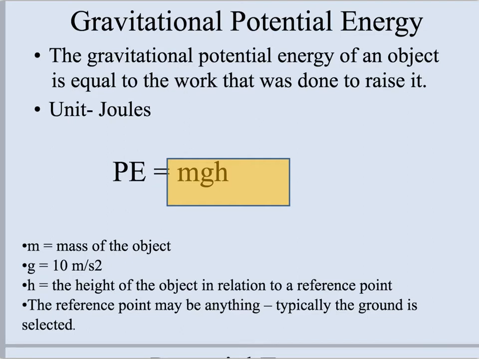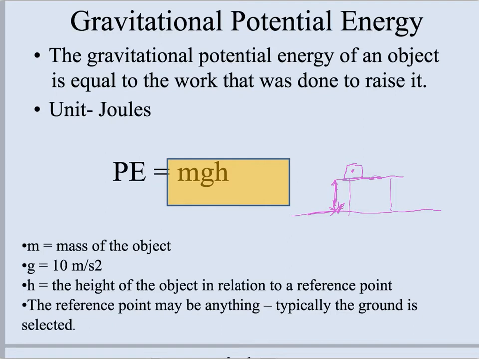And then h, of course, is the height of the object in meters. Now you have to have that based on a reference point. For example, if I have a box sitting on a table, or a weight or whatever, and I call the ground the reference point, then the height would be here to here. But what if I label the table my reference point? Well, then it's sitting on that reference point, so the height would be 0.